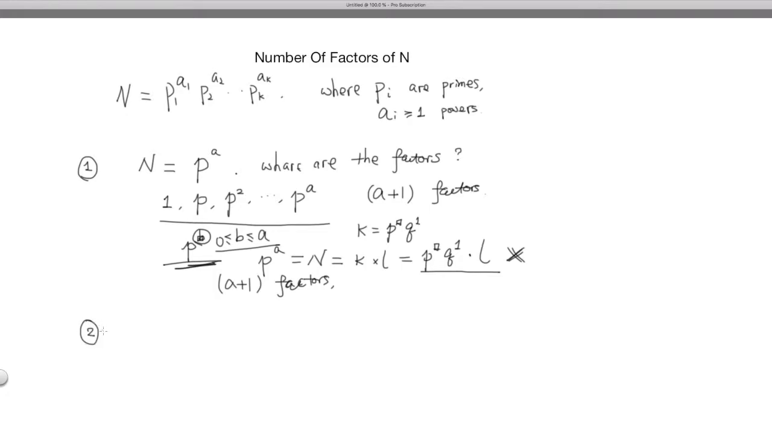Let's think about a second special case. n is p to the power a times q to the power b. So we're generalizing the special case in example 1 slightly. Instead of just having one prime factor, we now have 2 prime factors, p and q. Each of them has powers a and b respectively. Let's see what the factors are for this n.